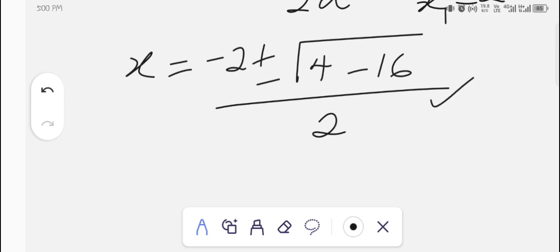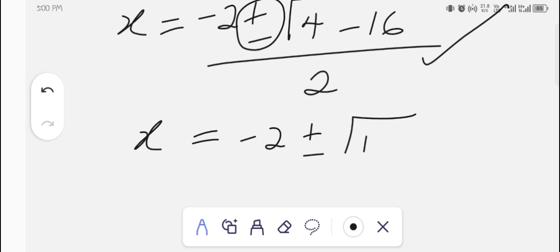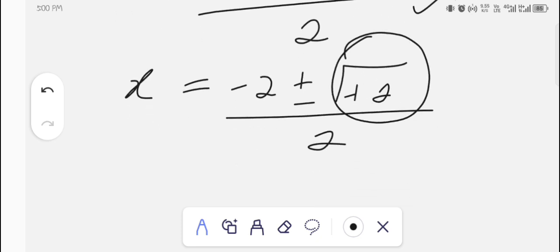Good. So remember that this should give us two roots. That is why we have plus or minus here, right? Well, let's simplify this further now. We have that x is equal to minus 2 plus or minus the root of minus 12 here, right? Good. So we have minus 12 here upon 2. Good. You realize that this root here will result in a complex root, right? Very good.